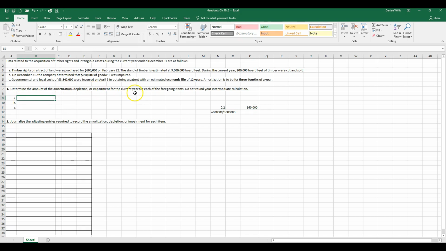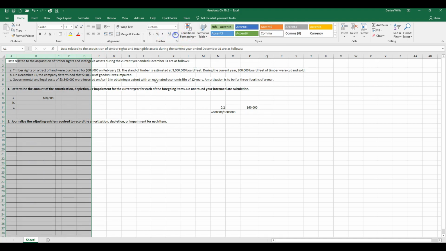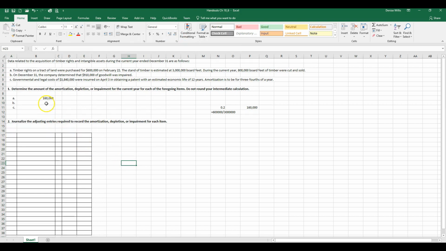So your answer for A, it says determine the amount of amortization, depletion, or impairment for the current year for each of the foregoing items. Do not round intermediate calculations. Our answer to this one is the $160,000. Let's get some commas in this because I like my commas. Here's the $160,000, and let's go ahead and make the entry for that.